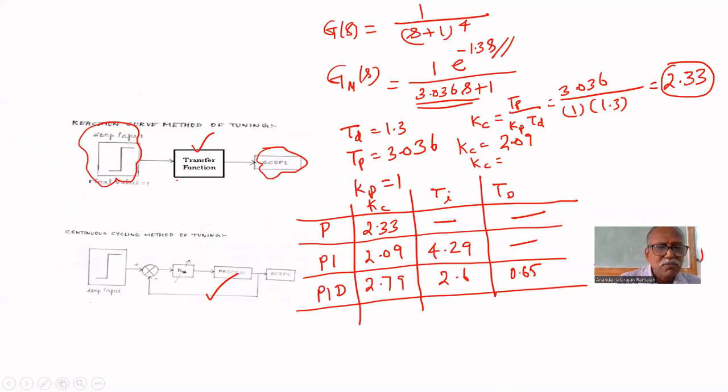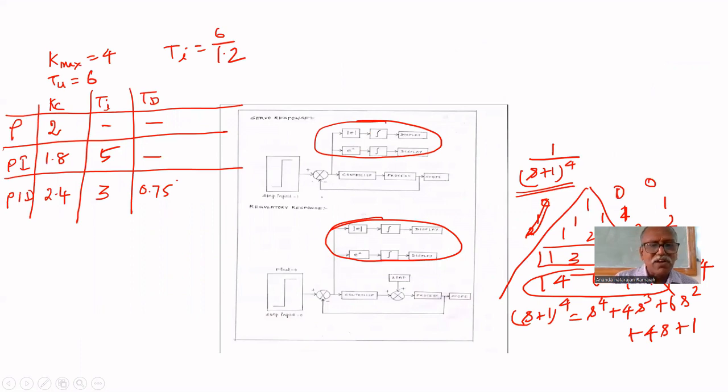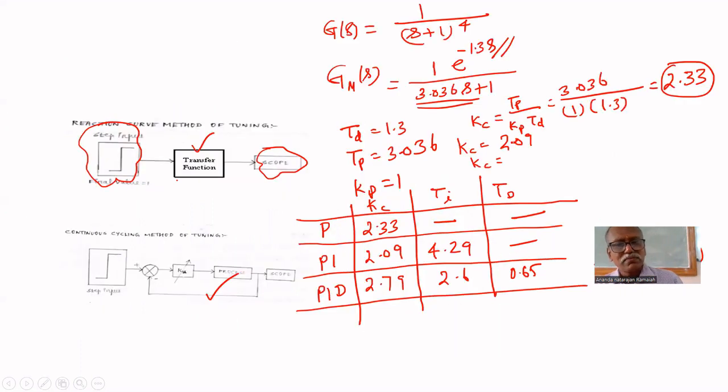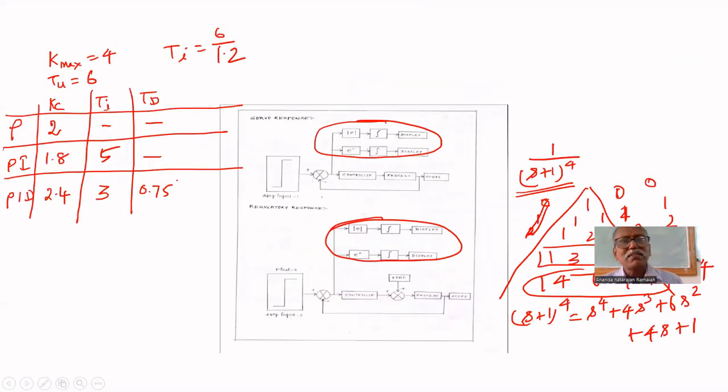Here it gives 2.4 in the reaction curve method, 2.79. Similarly, for TI it gives 5, here 4.29. A lesser value means a higher value for 1 by TI. Here it gives 3, here 2.6. Here 0.75, it gives 0.65, a lesser value. TD gives a lesser value, but for the others it gives higher values. Except TD, the others give higher values. That's all. So both give almost identical values.